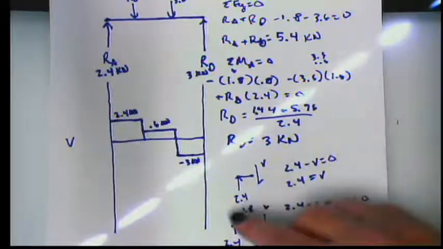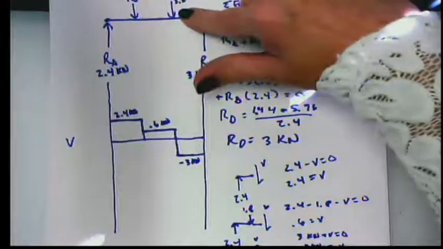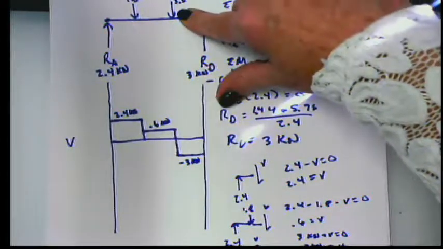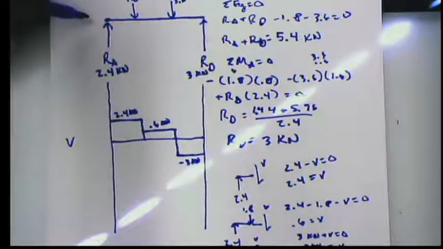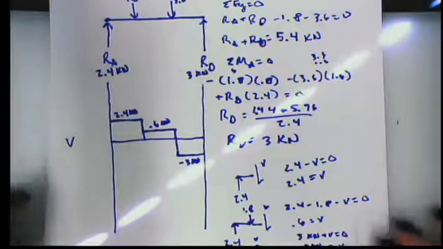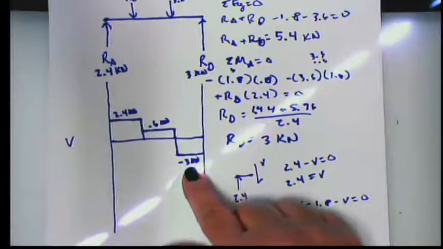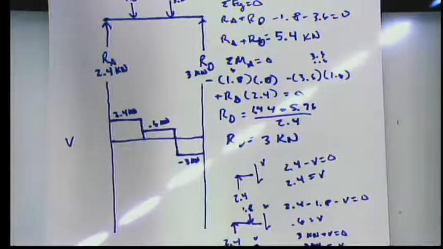Okay, now I could have constructed it the same way. If I would cut it on the other side, I would have 2.4 minus 5.4 minus 3 minus V equals 0, V equals minus 3. So it's going to be exactly the same value whether I cut from the right or from the left.